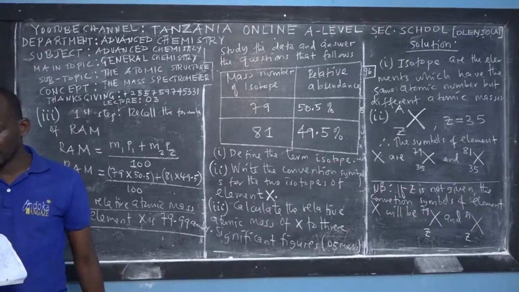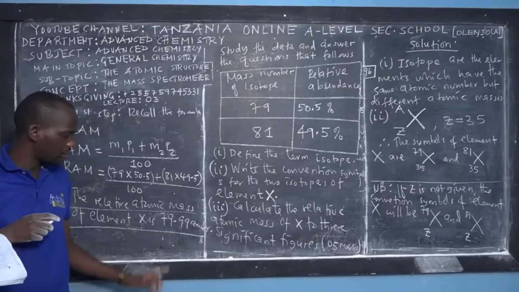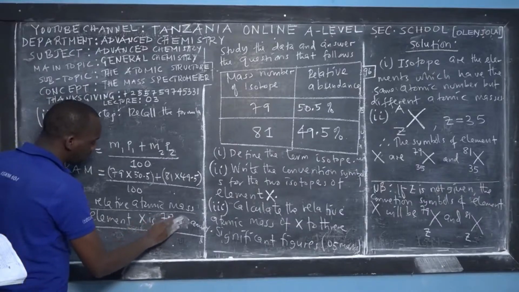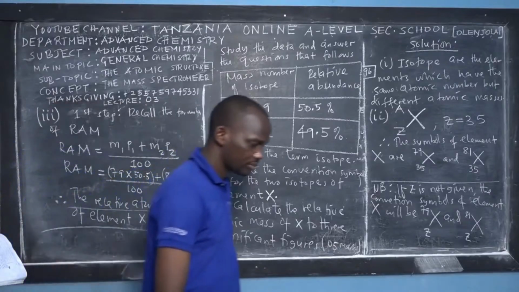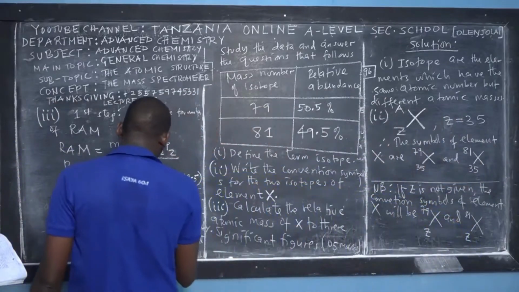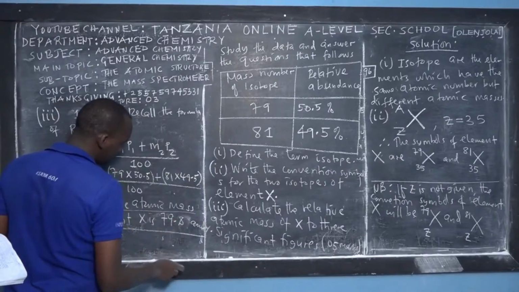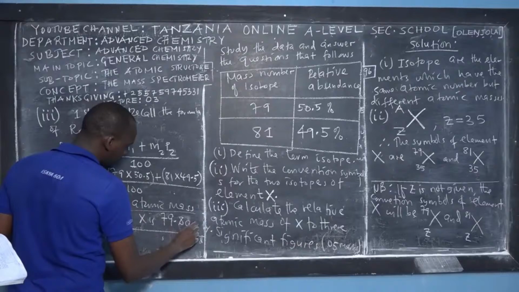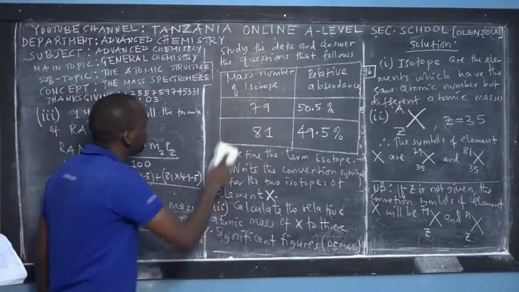Atomic mass unit. To select significant figures, how many do we have? This is 4 significant figures, so we have to estimate this. It has to be 80.0 atomic mass unit. So this is the final response.